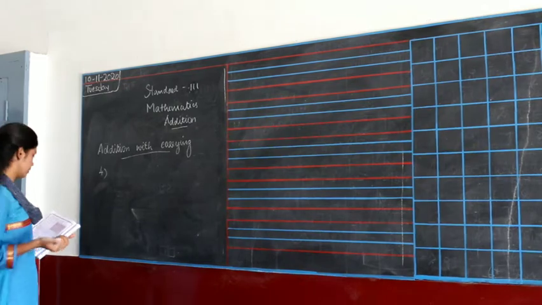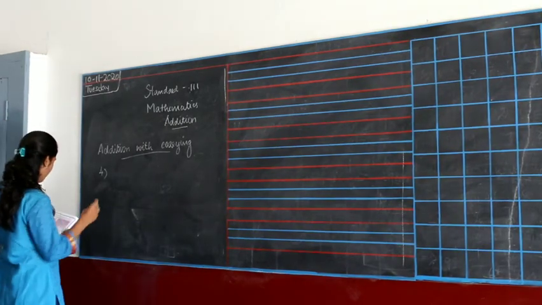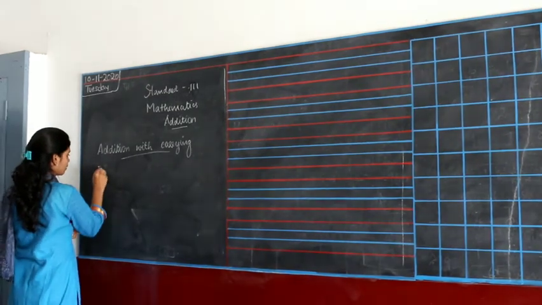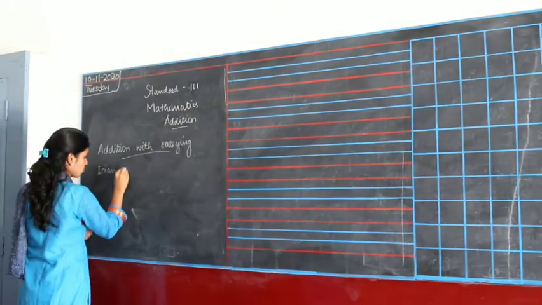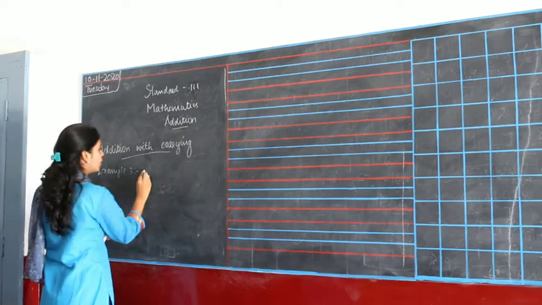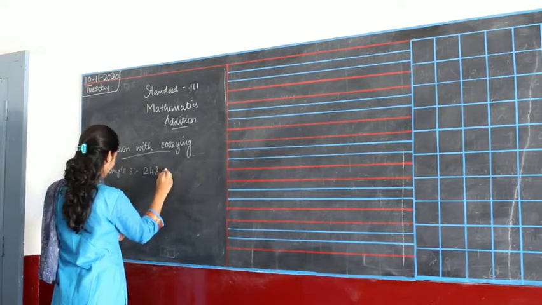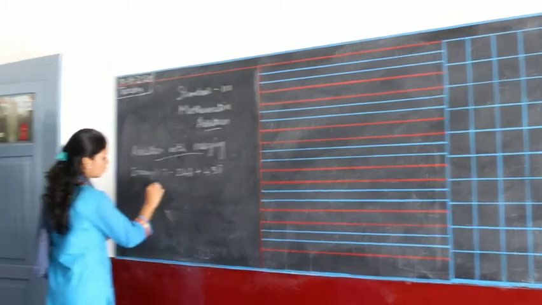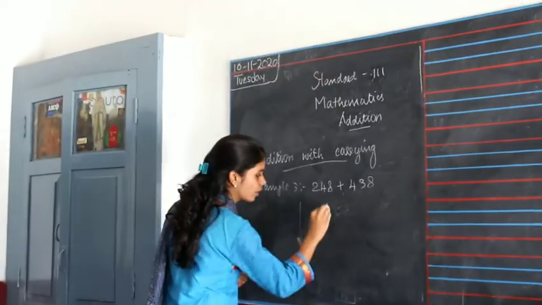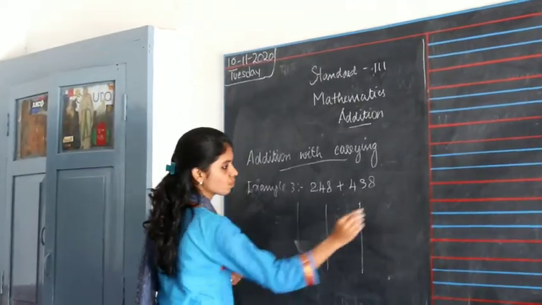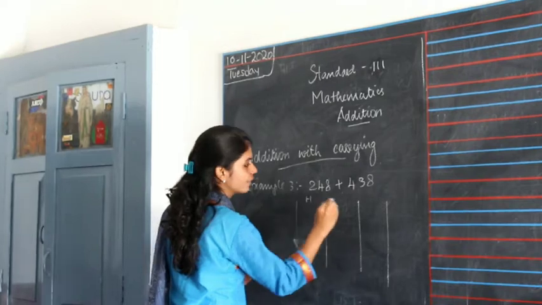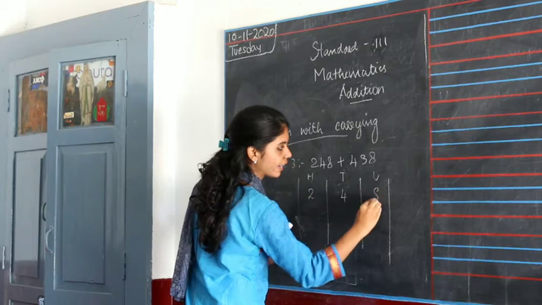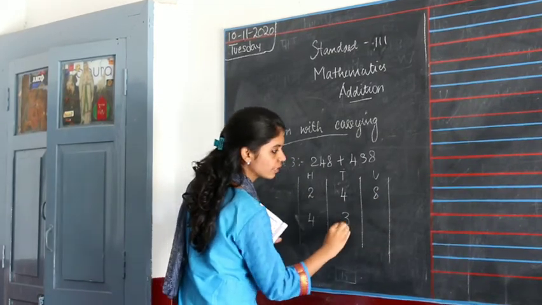Let's solve another sum. Now we are going to add example 3. We are going to add 248 and 438. Now we'll write it according to their place value. Here 100 tens units. 248, 438.